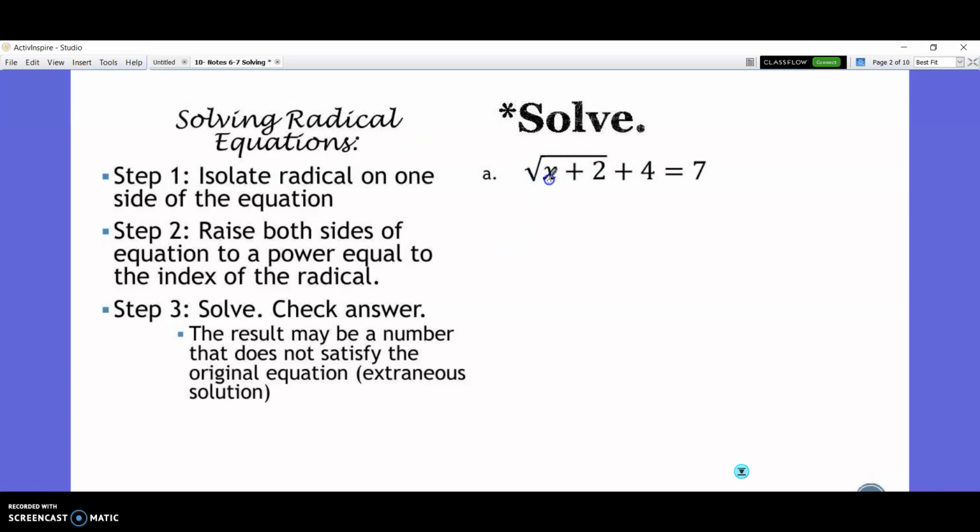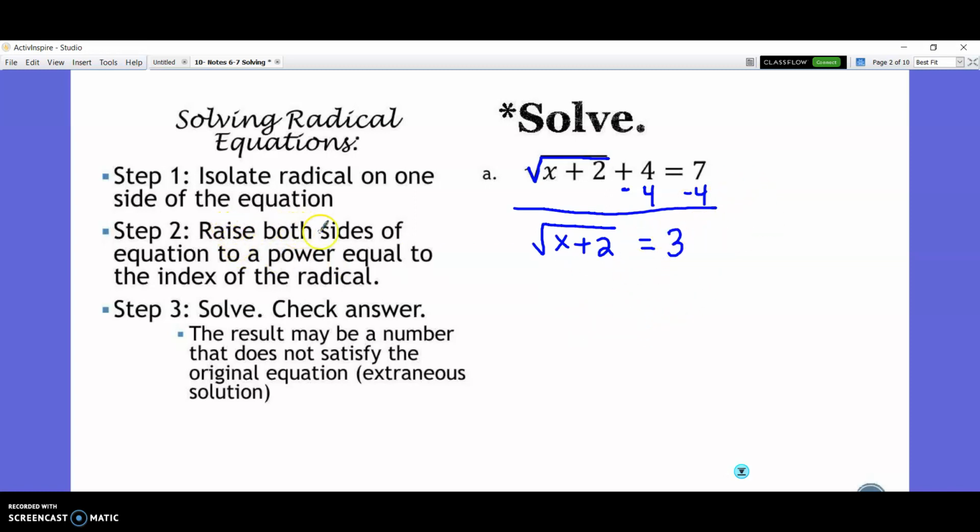I have the square root of x plus 2, and the x plus 2 is underneath the square root. The plus 4 is on the outside, so my radical is not isolated, because I have something else besides the radical and what's underneath it. I have this plus 4 that's extra, that's making the square root not be by itself. So I need to subtract that 4. Then I would just have the square root of x plus 2 equals 3.